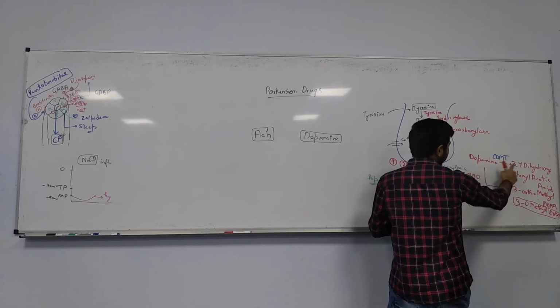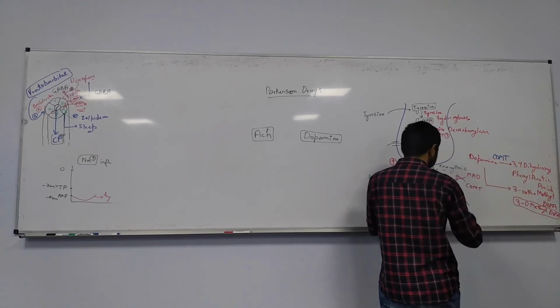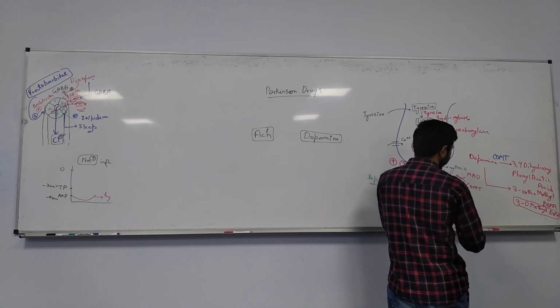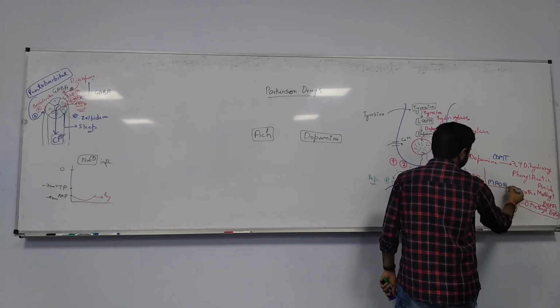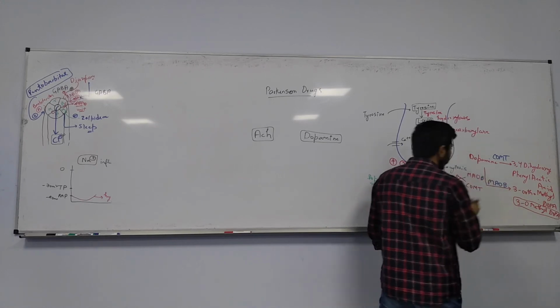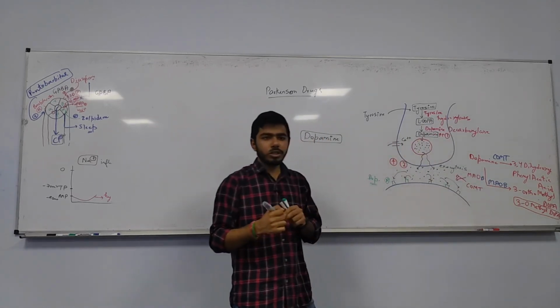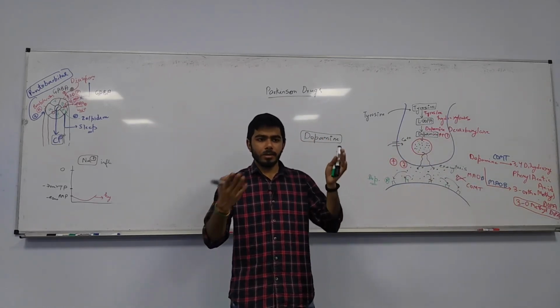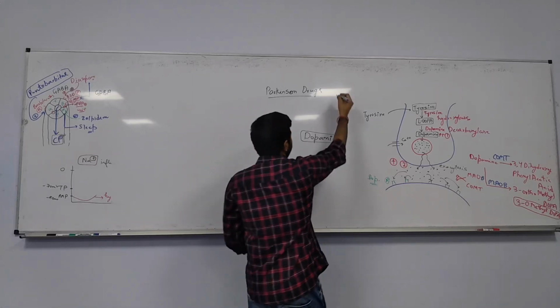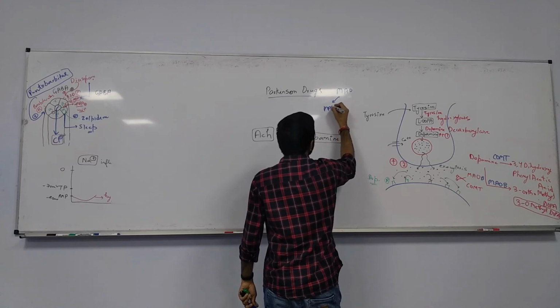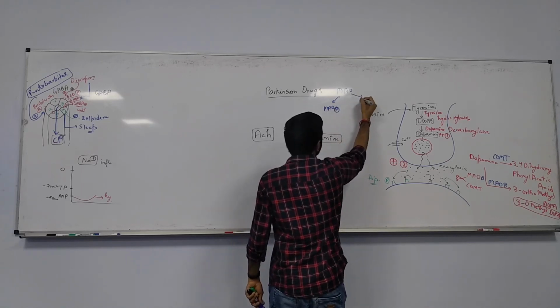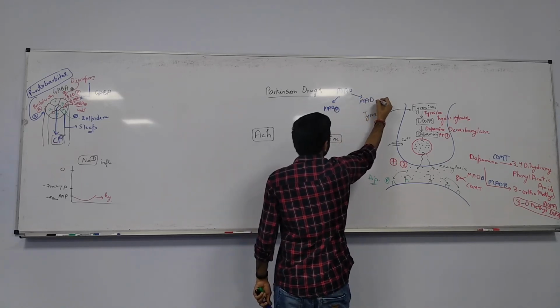COMT will be converting dopamine into 3-O-methyl-dopa, and this one here is the MAO, more specifically MAO-B. Actually, monoamine oxidase has two types. One is MAO-A, monoamine oxidase A, and one is monoamine oxidase B.